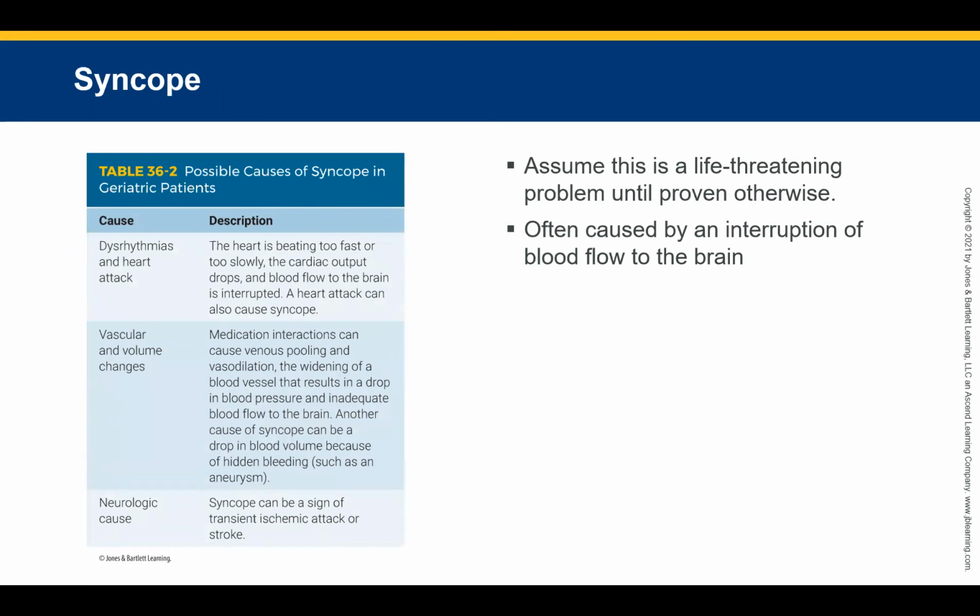So let's talk about syncope. It's always assumed that it is life-threatening until proven otherwise, often caused by an interruption of the blood flow to the brain. So we know that they just pass out. So we see right there, you can see some causes and descriptions.